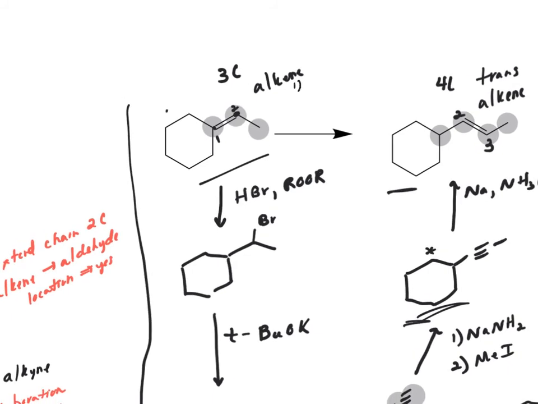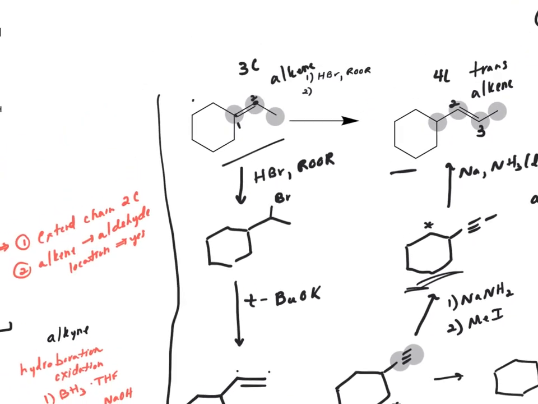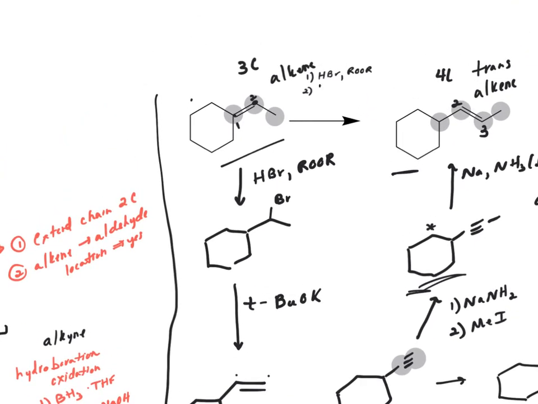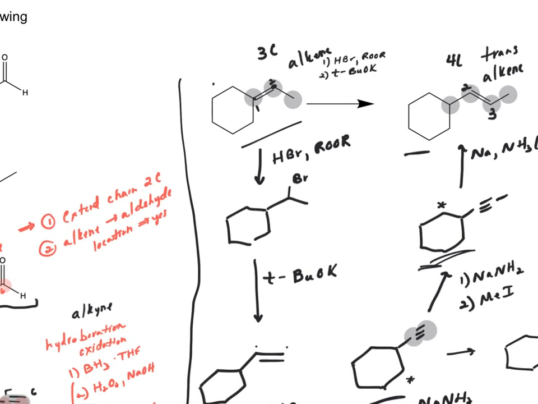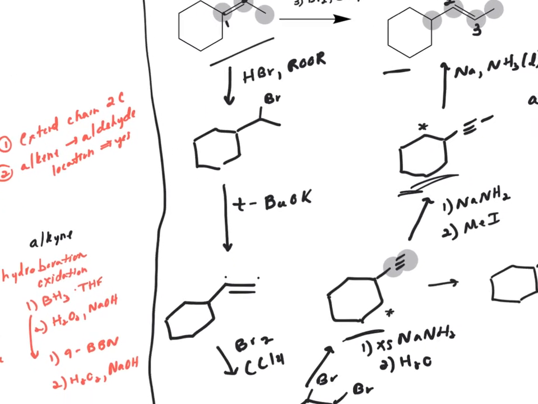So the first step, we had an anti-Markovnikov addition, a hydrohalogenation reaction. So this is HBr in the presence of peroxide. In step 2, we had an elimination that gave us the Hofmann product. So this was a bulky base, tert-butoxide. This was followed by a halogenation reaction. All right, so we got the dihalide. So this was bromine in the presence of a non-nucleophilic solvent, like carbon tetrachloride.